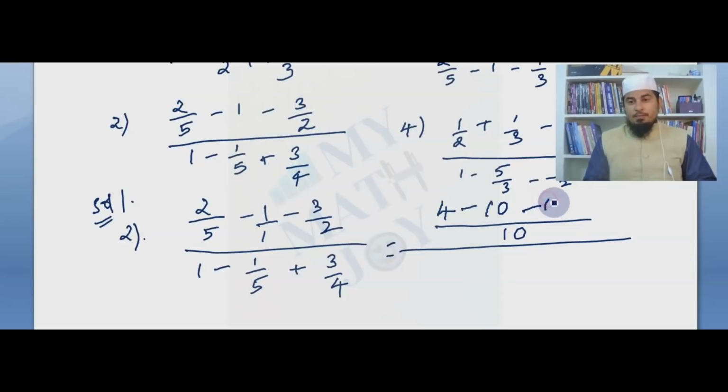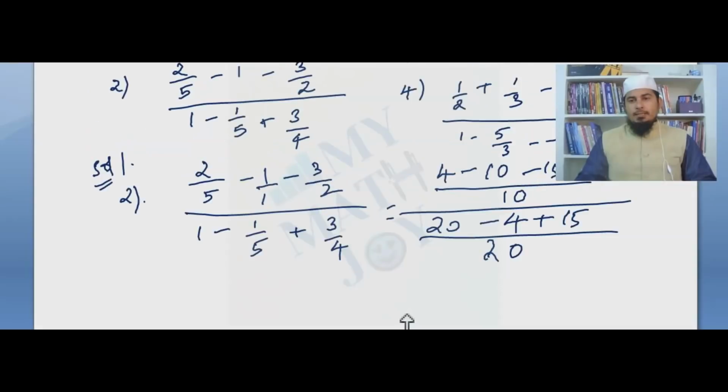I got 15. Similarly, in the denominator, the LCM is going to become 20, and I have to multiply 1 here with 20. And this numerator 1 I have to multiply by 4, because here the denominator is 5 times 4. Then I have to multiply 3 by 5 times 3, 15. In this way we proceed.